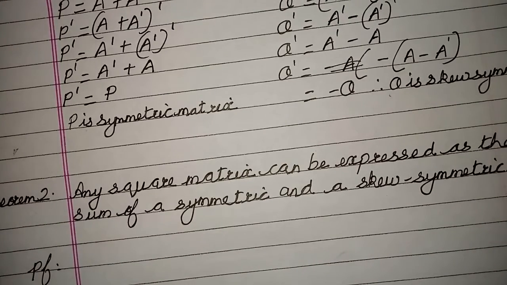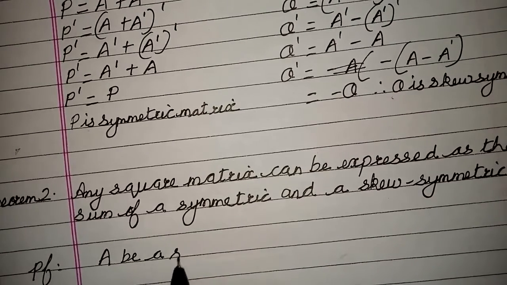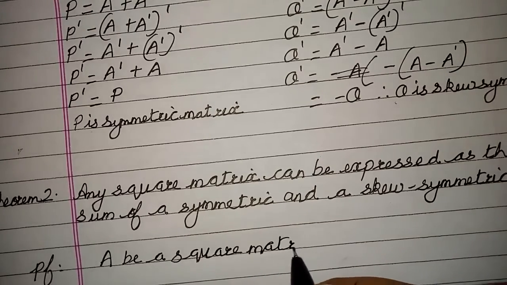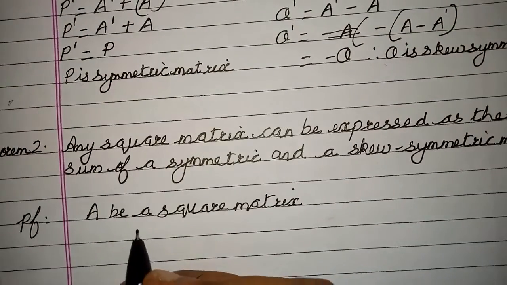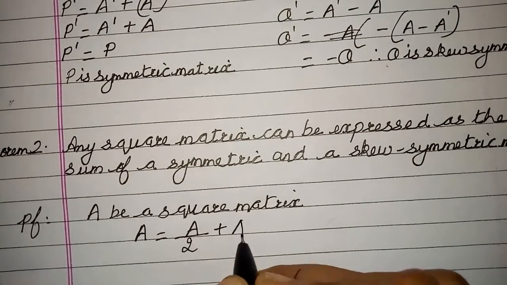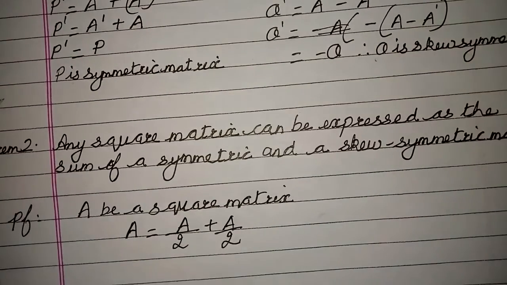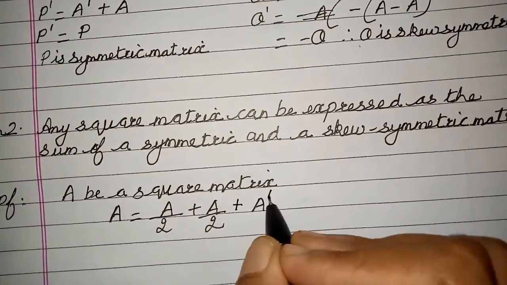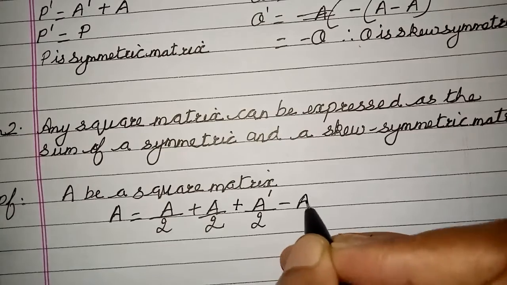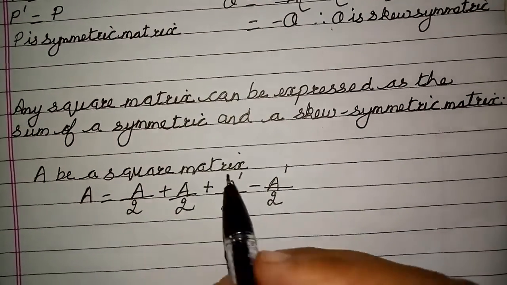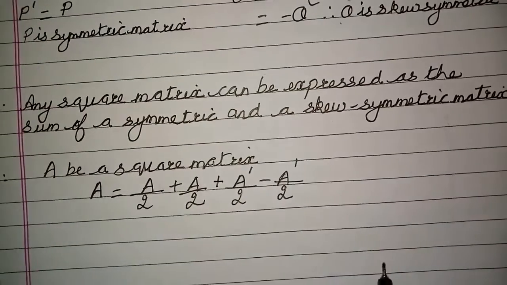What I'm going to do is, children, take a square matrix. Let A be a square matrix. If A is a square matrix, I can write A as A by 2, half of A, plus half of A, because it is A. Now to this I am going to add two extra terms, A transpose by 2 minus A transpose by 2. Because this will get cancelled, again I am left with A.